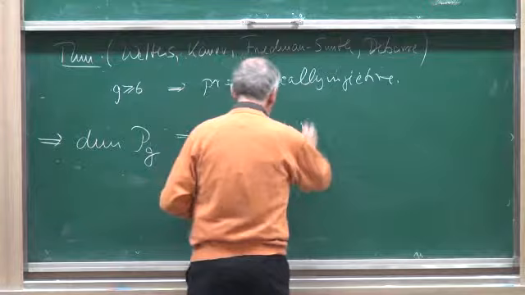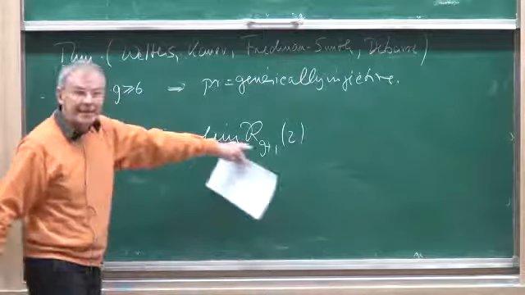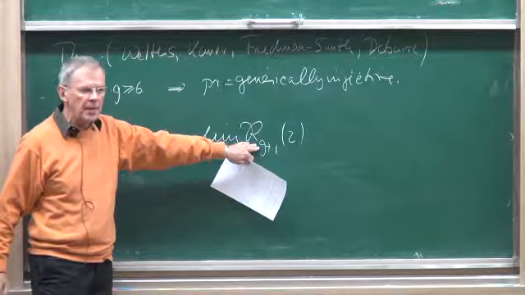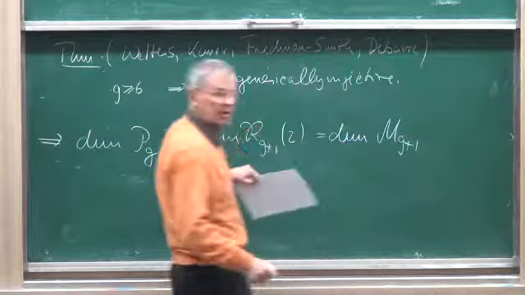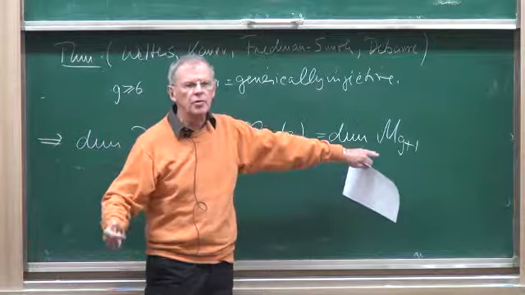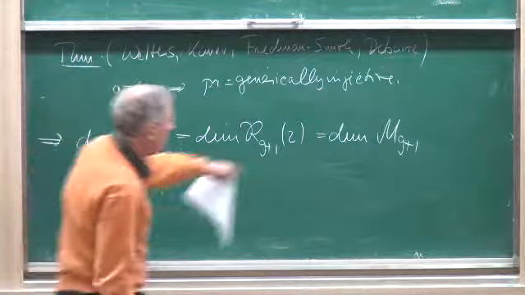Okay? And this is a finite cover of the moduli space of curves of genus g plus 1. Because a double cover corresponds to just a two-division point. And there are finitely many two-division points in the Jacobian. And we know the dimension of this, which is actually 3g.